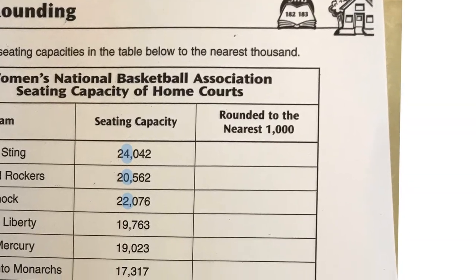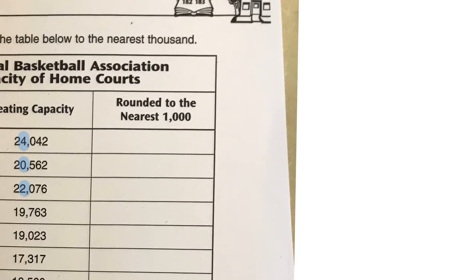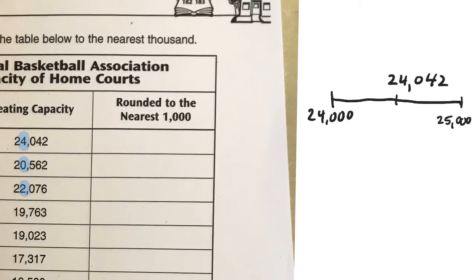Now, I think the best way to do rounding is to make a little number line. So let me do that first. So this is 24,000, the nearest 1,042. So I'll start my number line with 24,000, and then 1,000 more would be 25,000. So what is exactly in the middle? It would be 24,500. And now, where does this number fall? It would be almost all the way over here. So I'm going to round that to 24,000 for this first stadium.